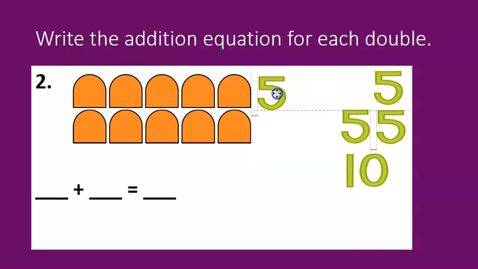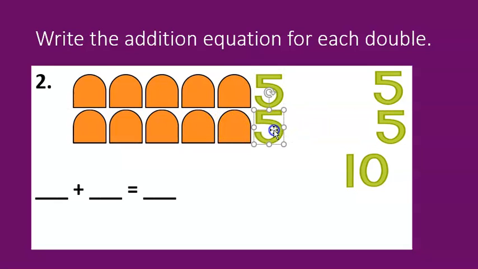So watch Mr. Big A. I'm going to insert 5 there so you can see that. Now we have to have 5 here to see if it is a doubles fact. Let's count. 1, 2, 3, 4, 5. So boys and girls, it is a doubles fact because look, you have 5 on top and 5 at the bottom. They're the same numbers.